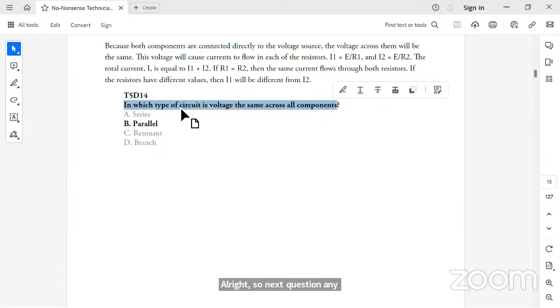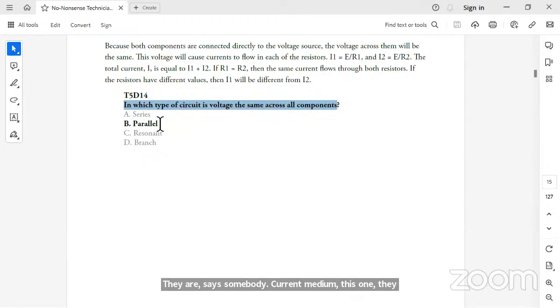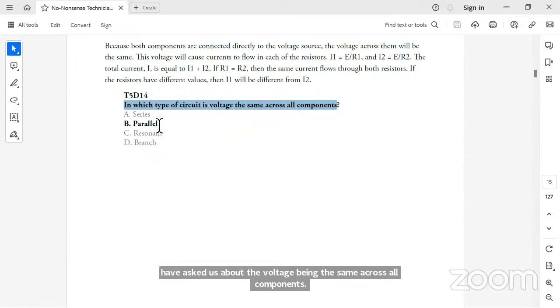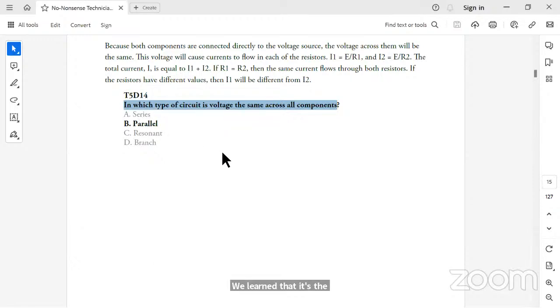In which type of circuit is voltage the same across all components? Notice the previous question, they asked us about the current being the same. This one, they have asked us about the voltage being the same across all components. We learned that it's the parallel circuit that the voltage is the same.